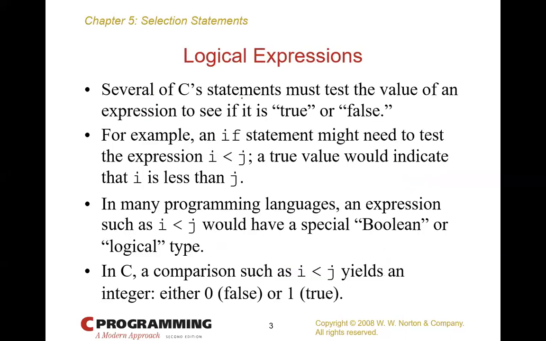So several of C's statements must test the value of an expression to see whether it is true or false. For example, an if statement might need to test the expression if i is less than j. A true value, if the result of this expression is true, it means i is of a value that is lower than j. In many programming languages, an expression such as i less than j would have a Boolean result or a logical result. What is Boolean? True.